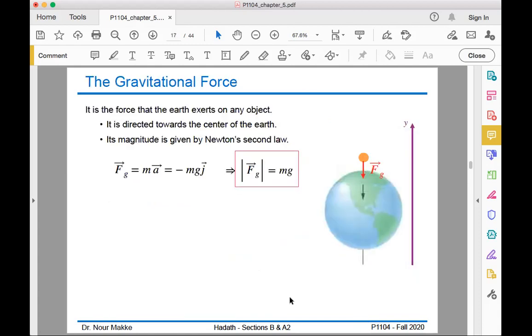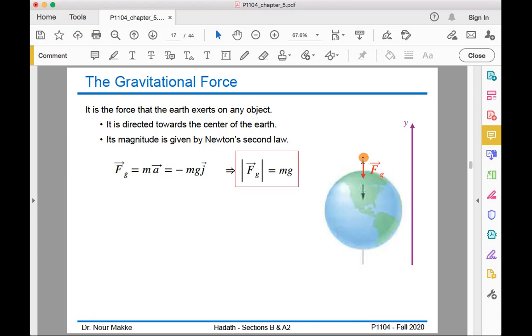Now the gravitational force. Let's introduce the gravitational force. The gravitational force is nothing else than the force that the Earth exerts on any object on top of it. So all the objects located on the surface of the Earth are subject to the gravitational force. And this force is directed all the time towards the center of the Earth. And its magnitude is given by Newton's second law. So let's see how we can get its magnitude.